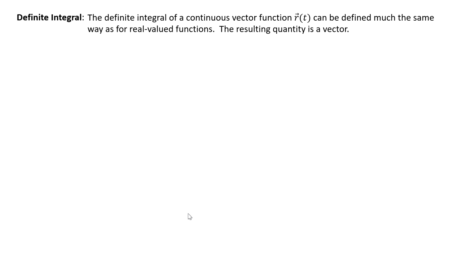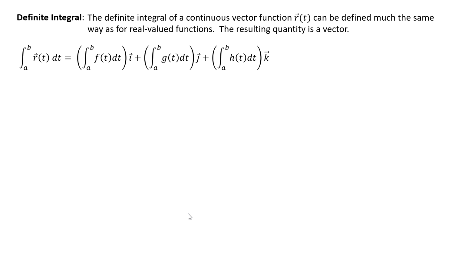The definite integral of a continuous vector function r of t can be defined much the same as for real valued functions. The resulting quantity is a vector and you just integrate them. I didn't even bother to solve a single problem based on that because that's so silly. If you know this, how do you integrate a vector valued function? Integrate each of those component functions separately and put them in the form of a vector. Yeah, duh. Right?